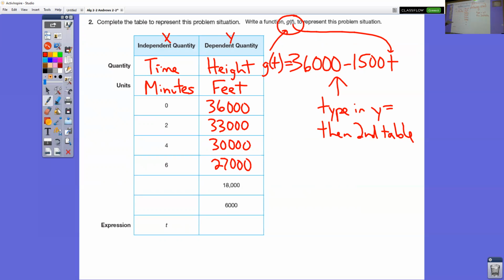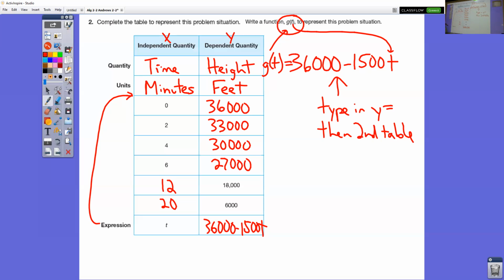Now, in your table, you'd want to look at the y values to figure out your x values. So where is it at 18,000? Where is it at 6,000? Just scroll down in your table. So this would be 12 and 20. They want your expression down here. So we would have 36,000 minus 1,500t. Sometimes they have the expression here. Sometimes they put it right here. It varies based on the individual question. So again, you could just use the table. That's the easiest way to do this, or you could sub in the values individually.